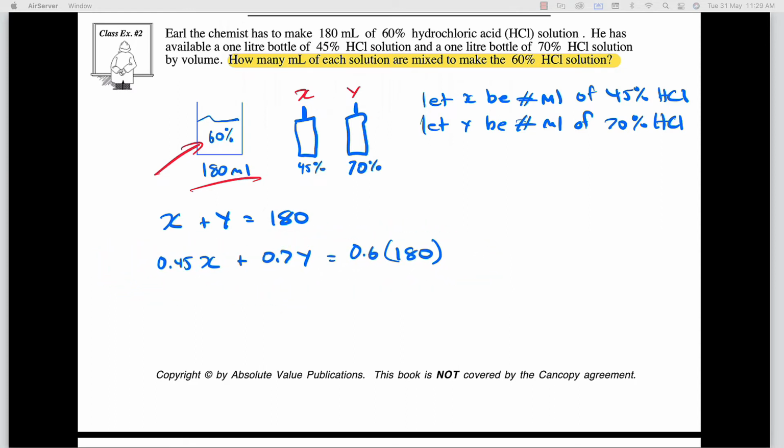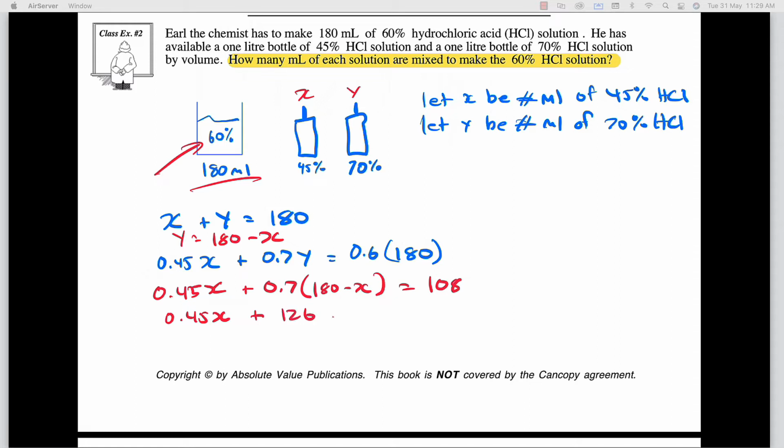Again, I'm just going to move this one down and rework this one equation, so I get y equals 180 minus x, and then I just substitute. So 0.45x plus 0.7 times y. What is y? 180 minus x. And that's going to equal 0.6 times 180, which is 108. Now we're just going to expand and gather like terms again. So 0.45x plus 0.7 times 180 is 126 minus 0.7x equals 108.